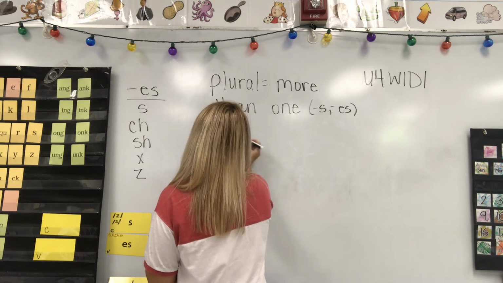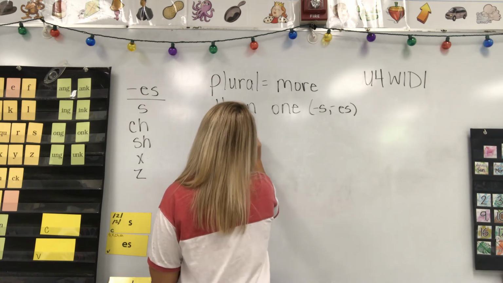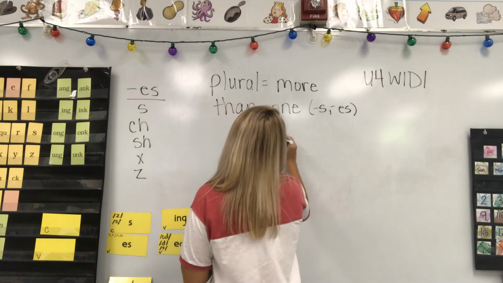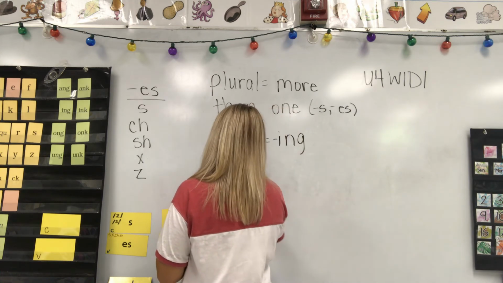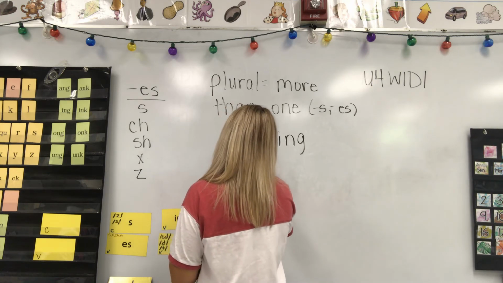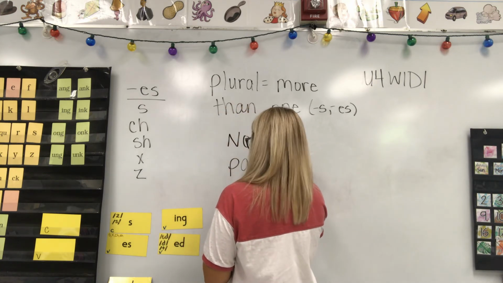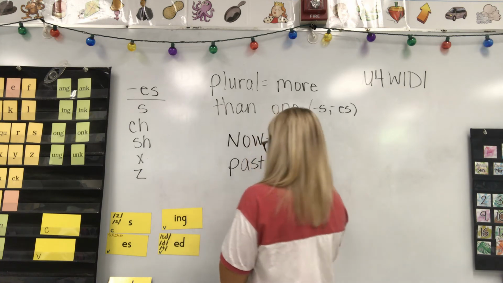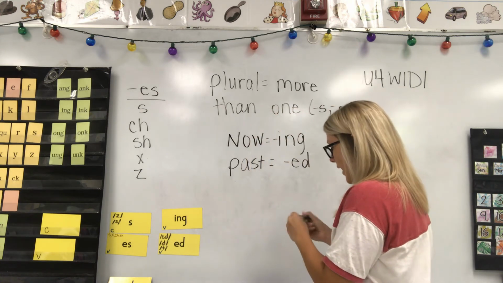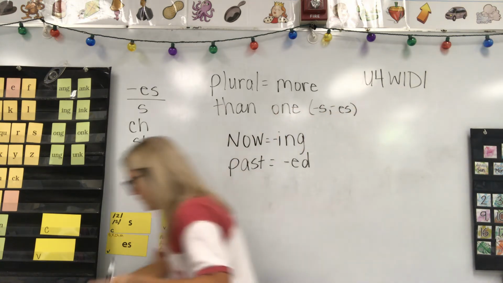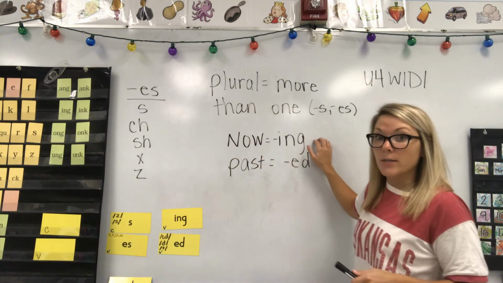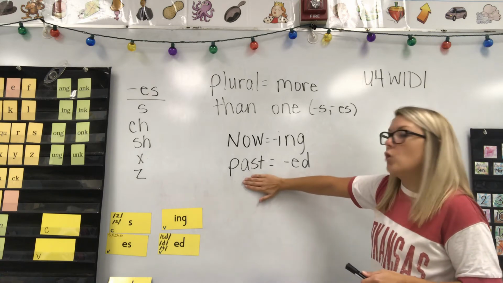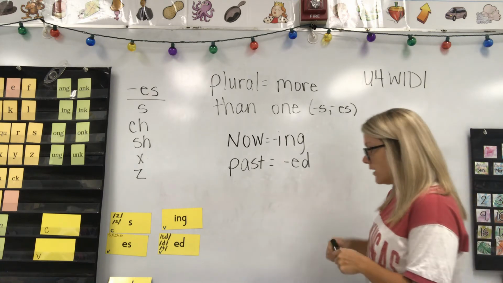I'm going to put now is ing. In the past, it already happened, is suffix ed. Happening now is going to be your suffix ing. Already happened is going to be your suffix ed.